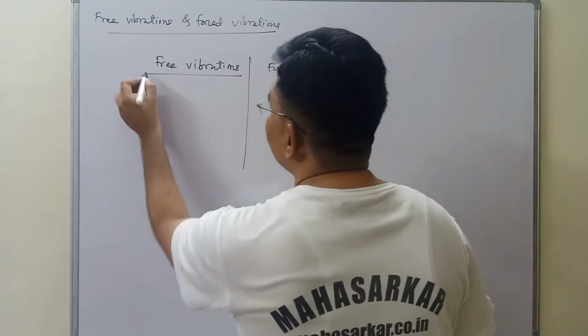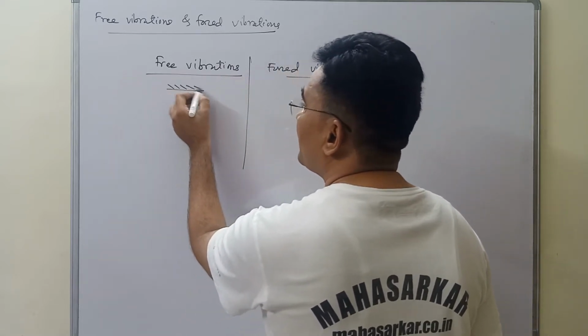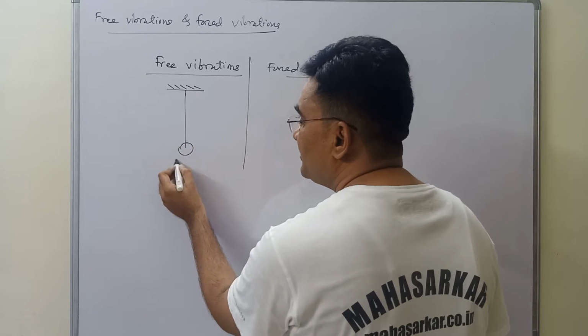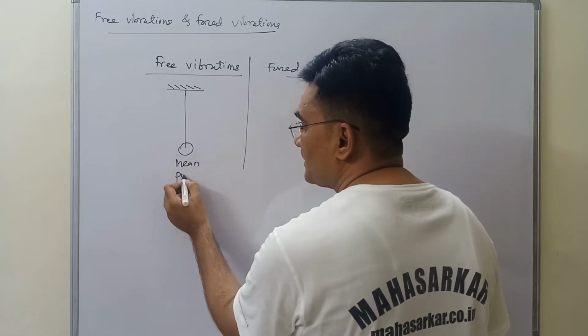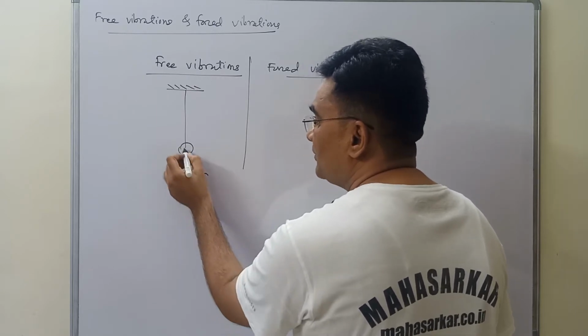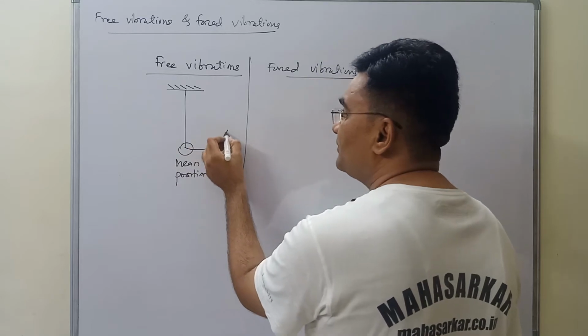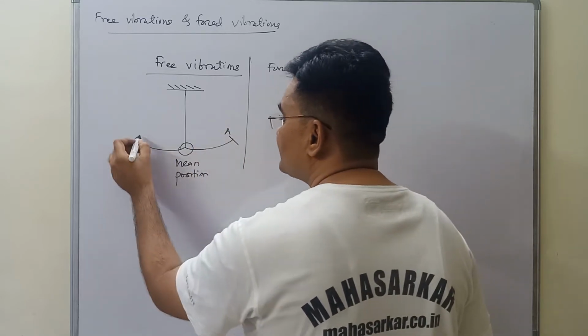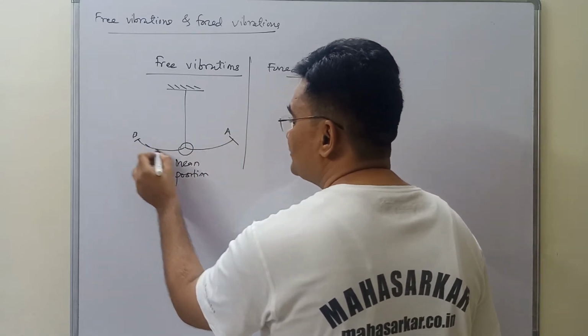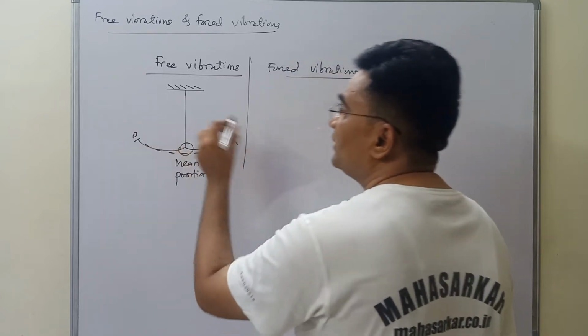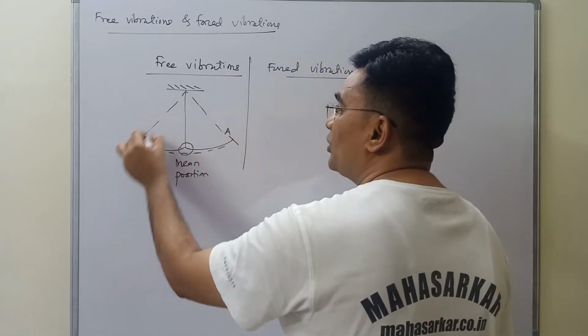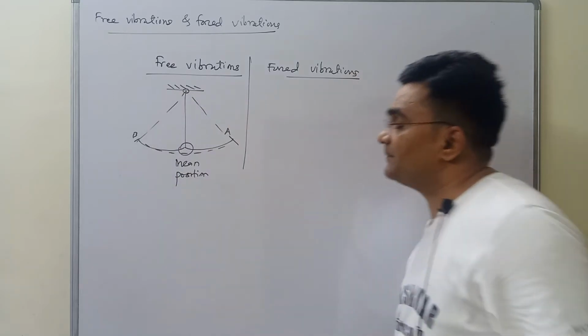Okay, suppose a simple pendulum is oscillating about its mean position. It goes from the mean position to an extreme position at point A, to the other extreme position at point B. So it is performing the path to and fro continuously about the same point, that is the point of suspension.